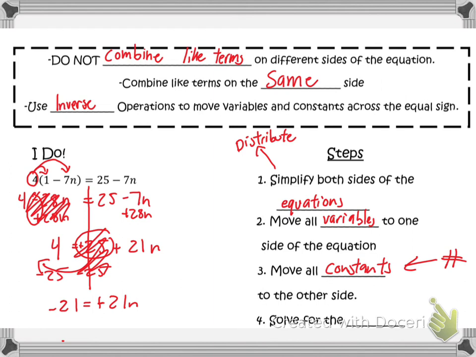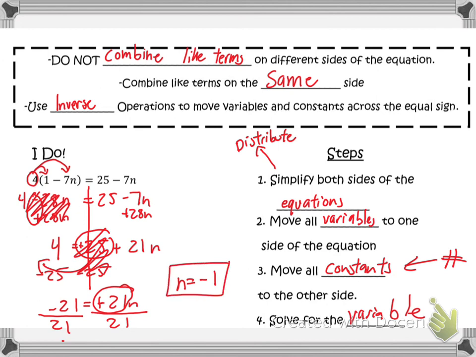Last, we're going to solve for the variable. In this case, we'll use, again, inverse operations to get rid of the 21 in front of the n. So I'm going to divide by negative 21, and n will be equal to 1. If I want to check my answer, I'm going to plug my n into my equation and see whether the equation will be true.